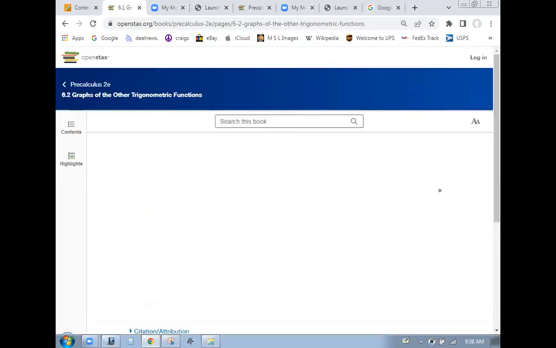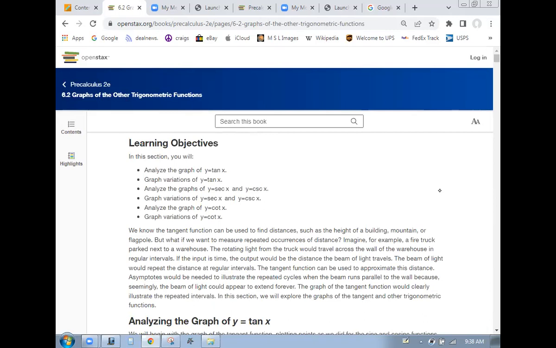Now you know sine and cosine. We also have tangent, cotangent, secant, and cosecant. We have to be able to graph these, okay?